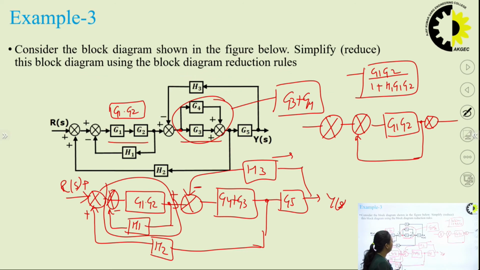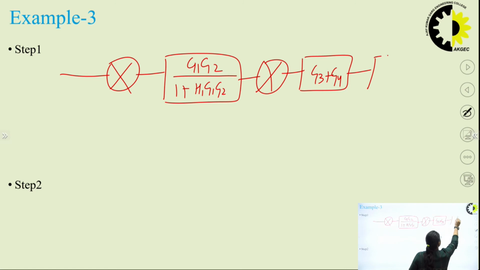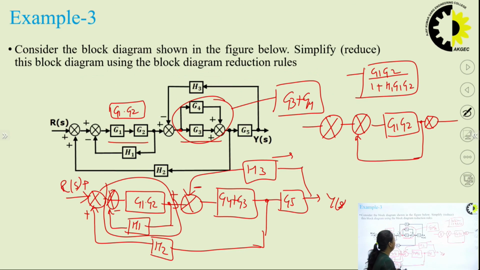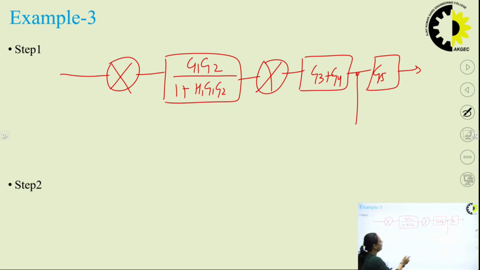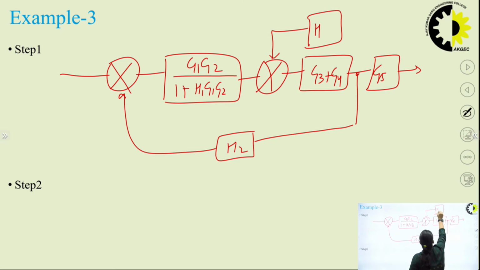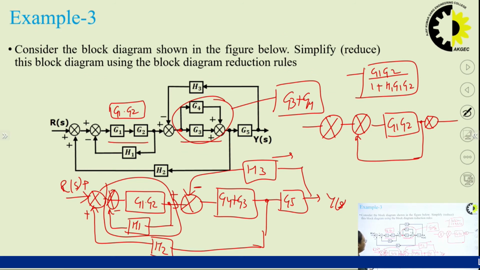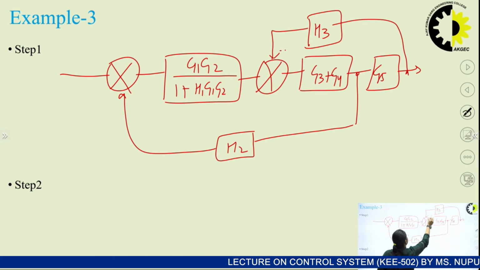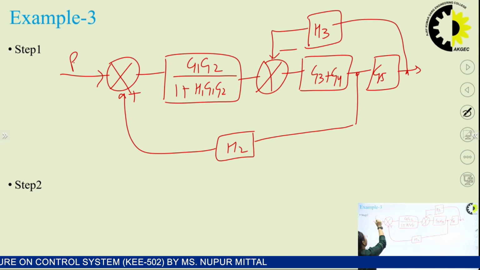Okay, then we have a takeoff point, then G5, and the output is going toward it. This takeoff point is going to H2, and H3 is coming here. This takeoff point with the H2 block is going here, and here also we have H3 from here. Okay, the signs are positive here and negative here. This is a negative sign and this is a positive sign along with this R(s).